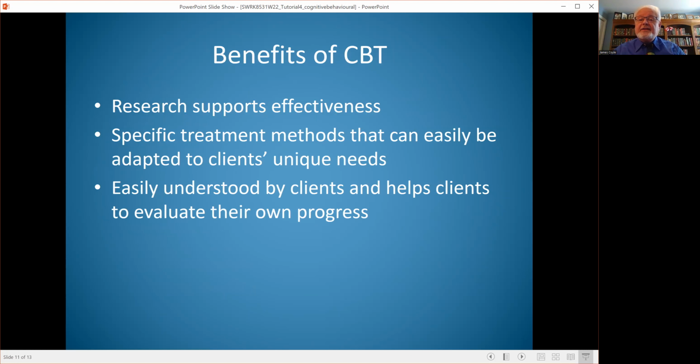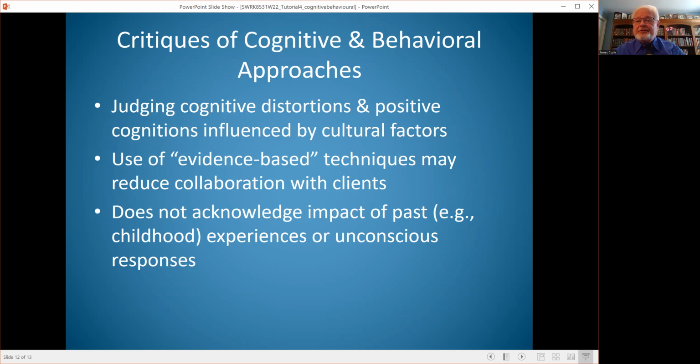The benefit of cognitive behavioral therapy is that research tends to support its effectiveness. It's fairly easy to measure the change in thinking and the change in behavior, so that helps the research, and there's a lot of it. Specific treatment methods can be easily adapted to the client's unique needs, and clients tend to understand this, and they can evaluate their progress themselves.